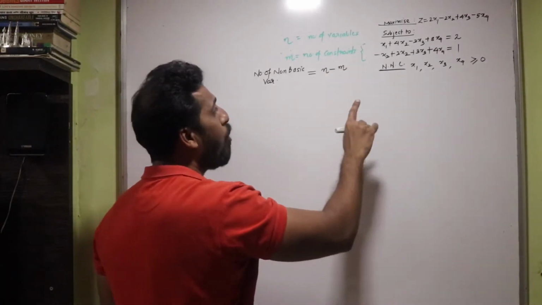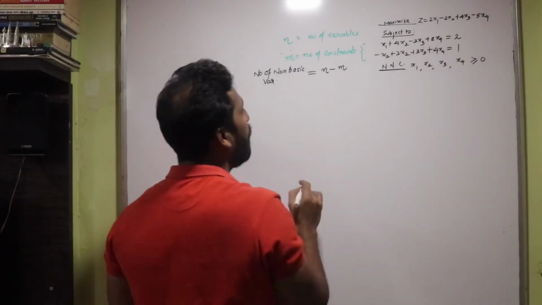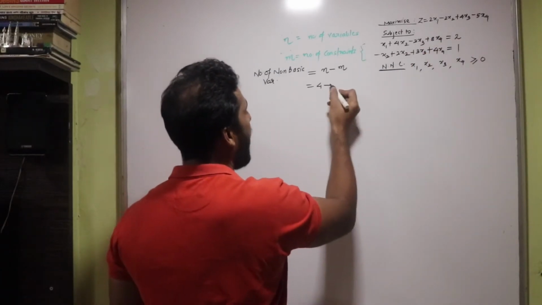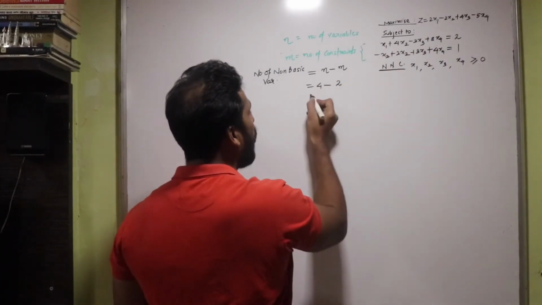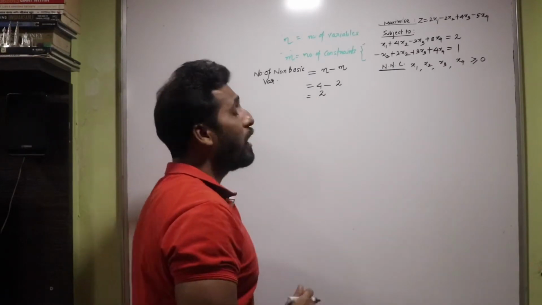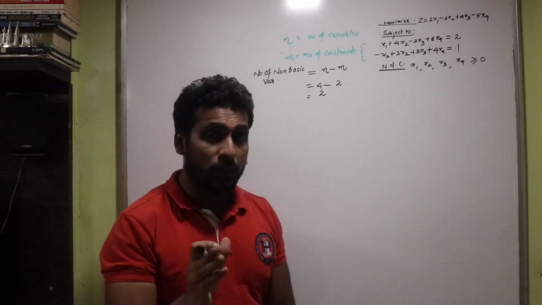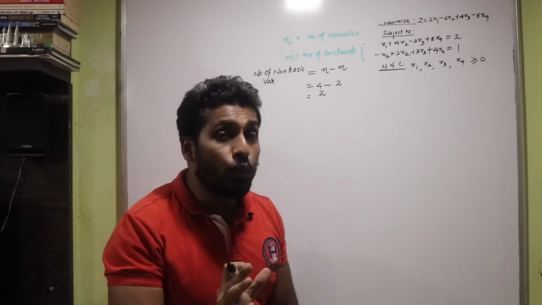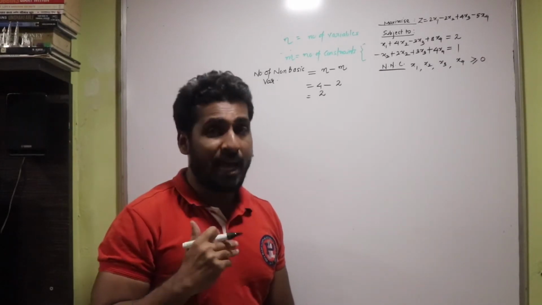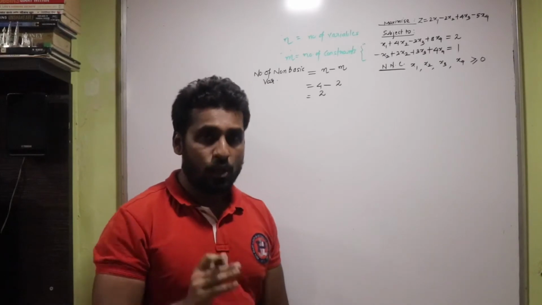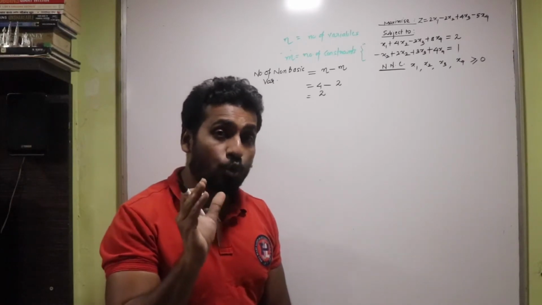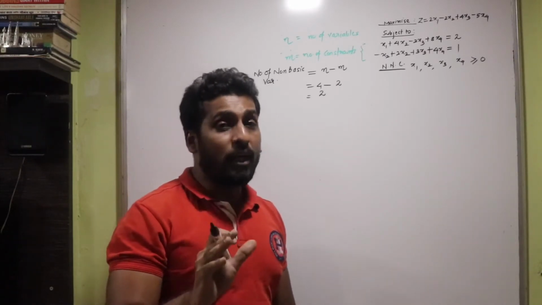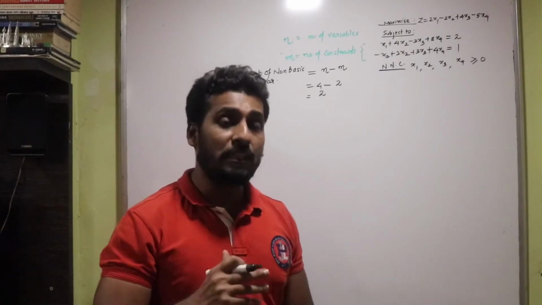So how many variables did I have here? There are four variables. So I do 4 minus how many constraints? There are two constraints, so I get 2. So there are two non-basic variables. These are those variables whose value I am going to assume as 0. So non-basic variables are those variables whose value I'm going to assume as 0.